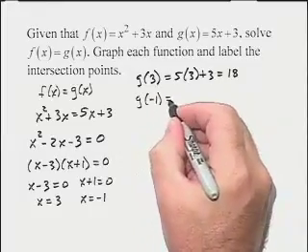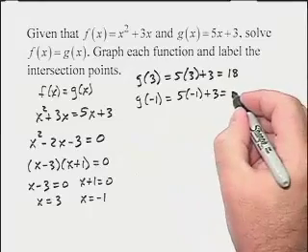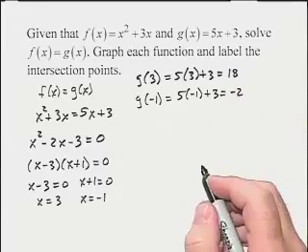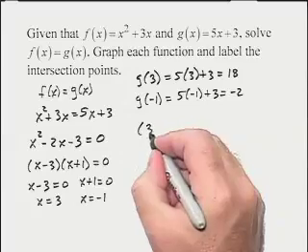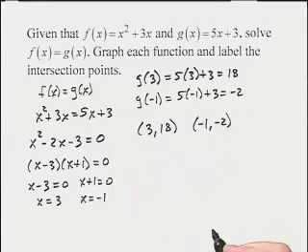And g of negative 1 is 5 times negative 1 plus 3, which is negative 5 plus 3, or negative 2. So the intersection points will be 3, 18, and negative 1, negative 2.